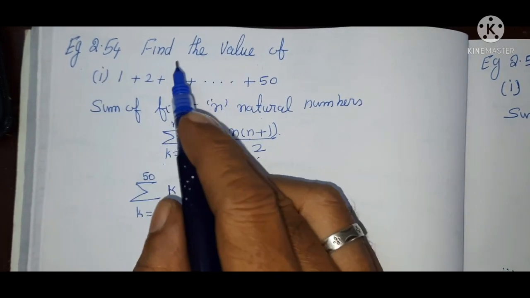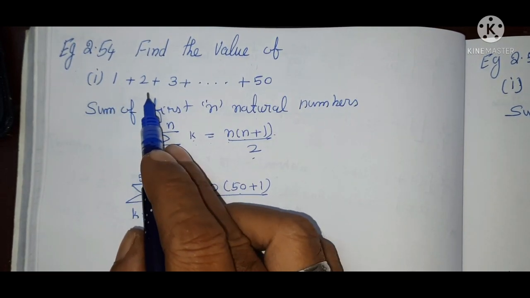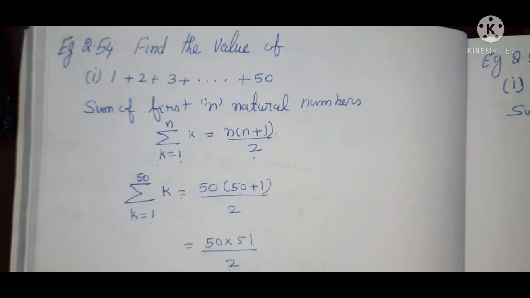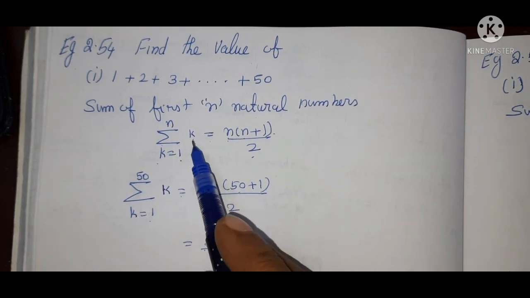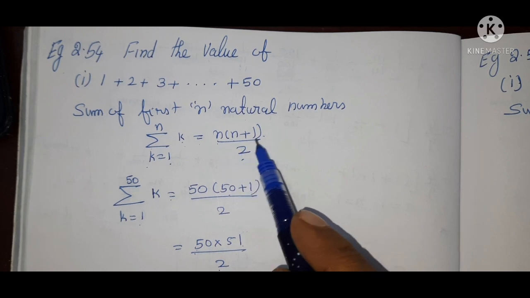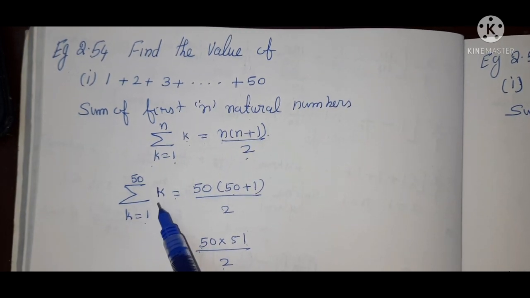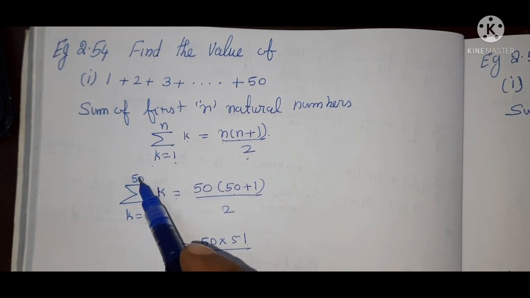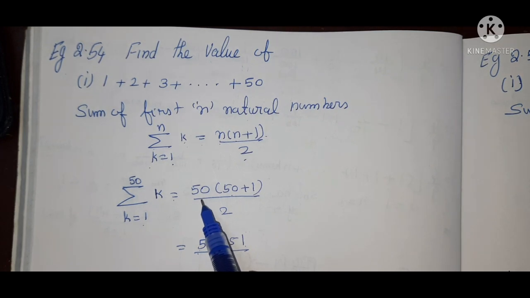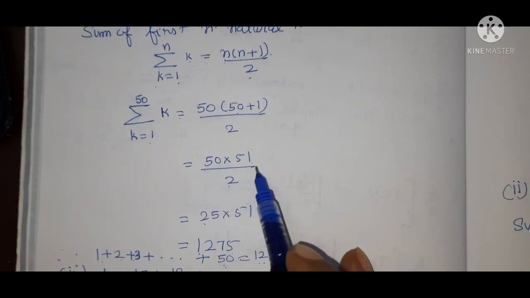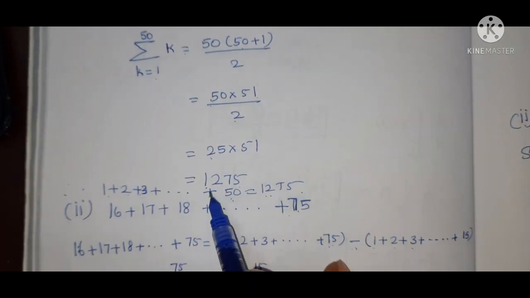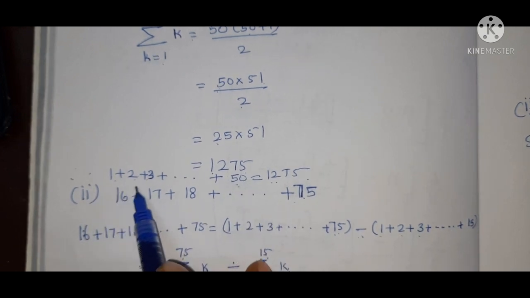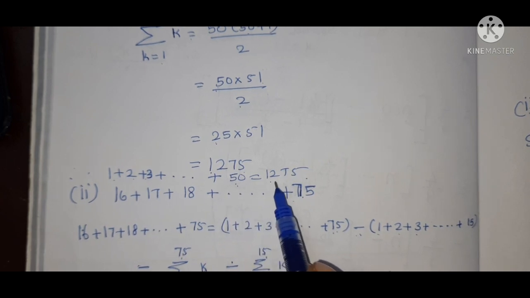Example number 2.54. Find the value of first one, 1 plus 2 plus 3 plus and so on plus 50. Here given counting numbers or natural numbers starting from 1 to 50. Formula for sum of first n natural numbers is sum of k, k is 1 to n, is n into n plus 1 by 2. Here the given sum of k, k is equal to 1 to 50, n is 50 here. 50 into 50 plus 1 by 2, 50 into 51 by 2. 50 plus 1, 51. 50 is divided by 2, we get 25. 25 into 51, we get 1275. Therefore, 1 plus 2 plus 3 plus and so on plus 50 is 1275.